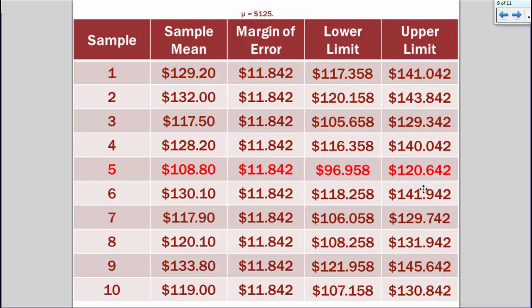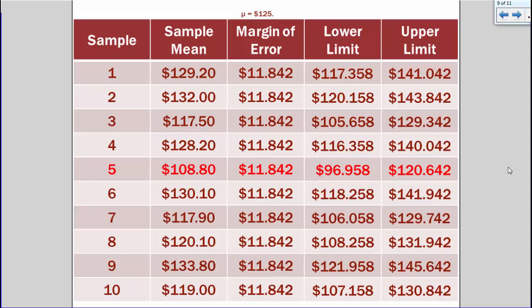So a lot of people will say, oh, well, if I have a 90% confidence interval, that means there's a 90% chance that I have the true population mean in here. But that's not wholly accurate. What you're saying is that you're 90% confident that the true population mean falls in there, which means that there's a 90% chance that any given sample mean that you take would produce a confidence interval that included the population mean.